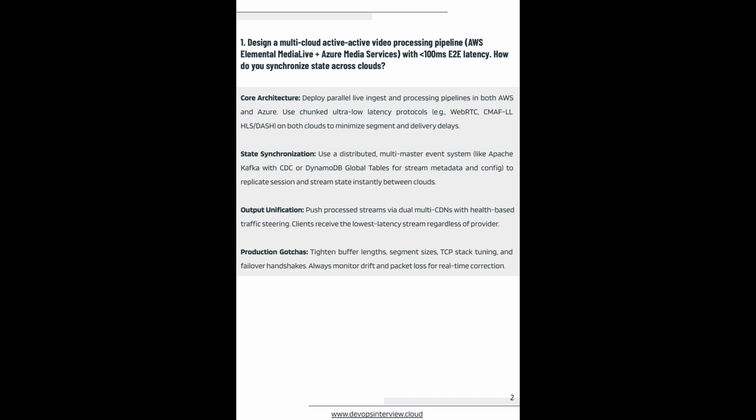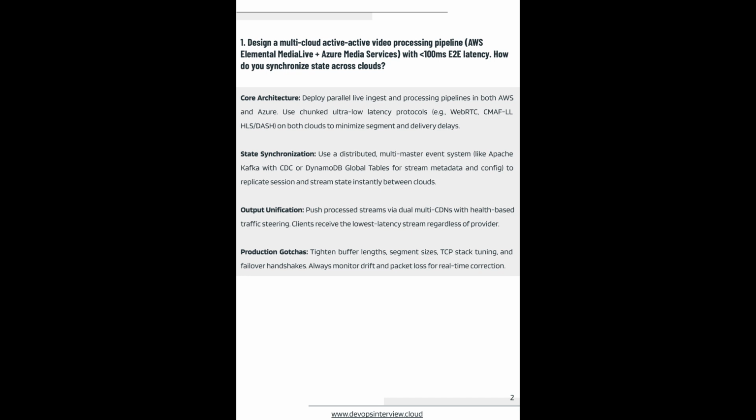One, active-active processing itself. Strength: unbeatable resilience, lowest possible failover time. Trade-off: it's complex to set up and manage, and you're essentially paying double for infrastructure because everything's duplicated. It's expensive. Cost versus resilience. Classic trade-off. Exactly.